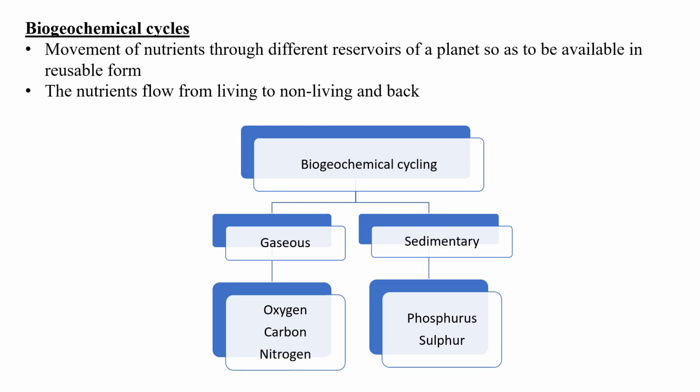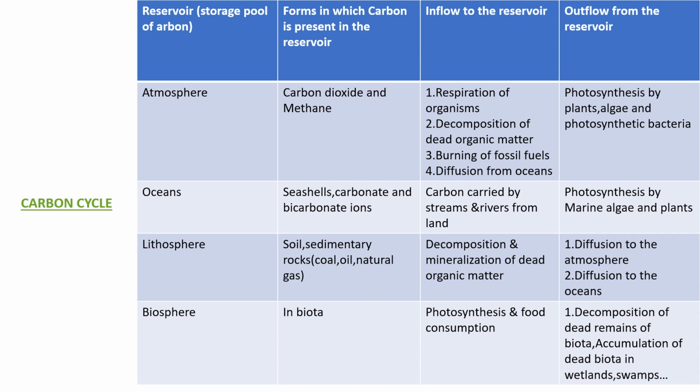The first is the carbon cycle. Now you can see from the diagram that there are four reservoirs of carbon on Earth: the atmosphere, the oceans, lithosphere, and biosphere. The cyclical movement of carbon into and out of these reservoirs is called the carbon cycle. For example, carbon is present in the atmosphere in the form of carbon dioxide and methane. We have to analyze the movement of carbon in and out of the atmosphere.